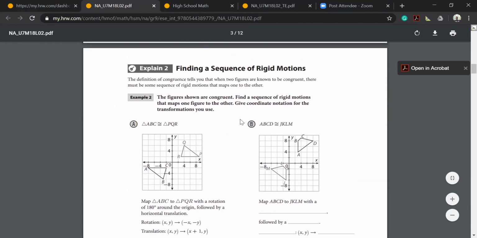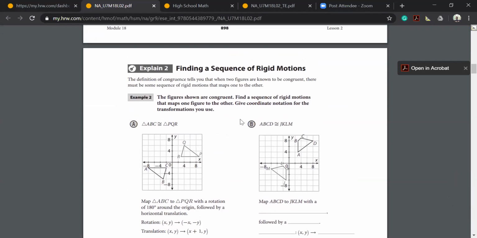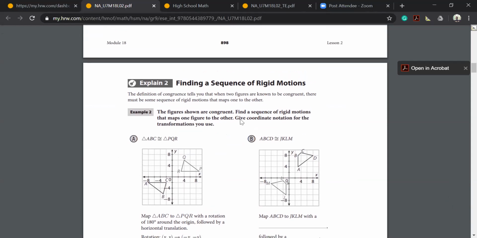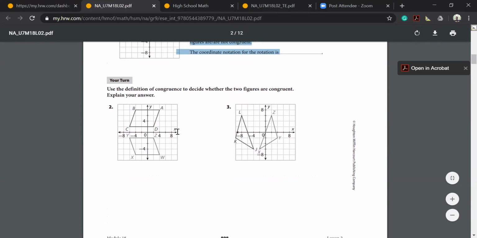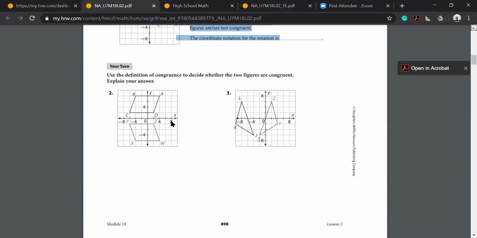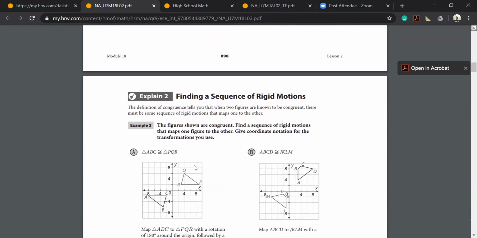Finding a sequence of rigid motions. The figures shown are congruent. Here he is telling you they are already congruent. Here he was asking, use the definition of congruence to decide whether they are congruent or not. Here he is telling you they are already congruent, and you have to tell me what is the sequence of transformations happening so that I can map one to the other.